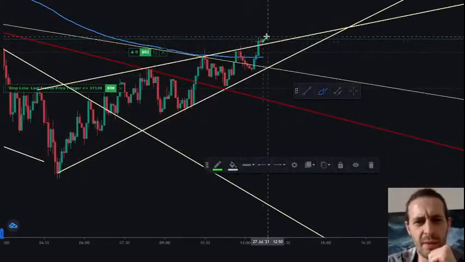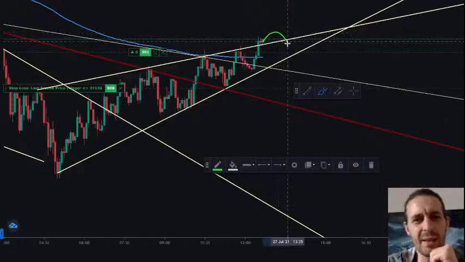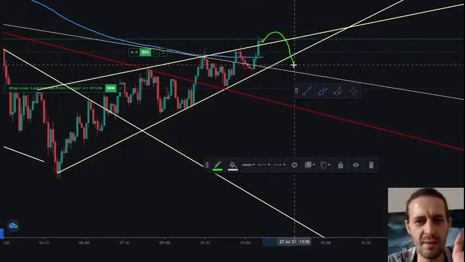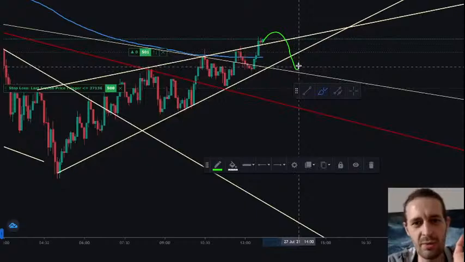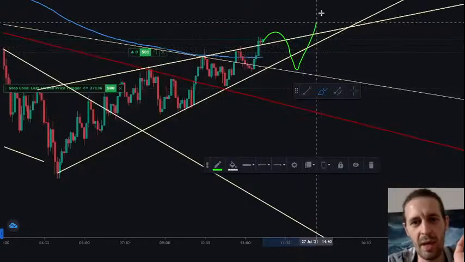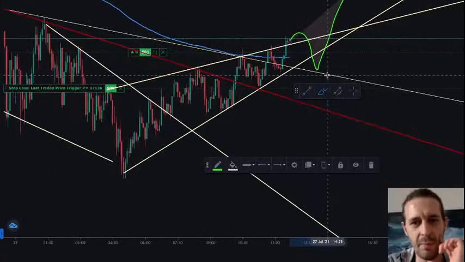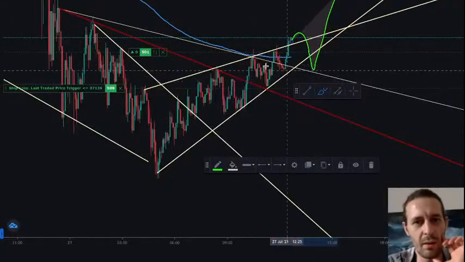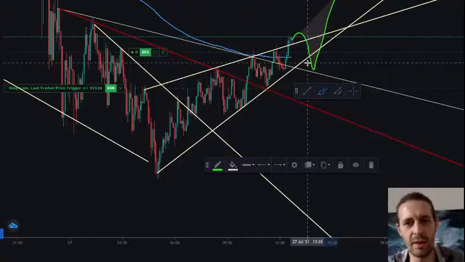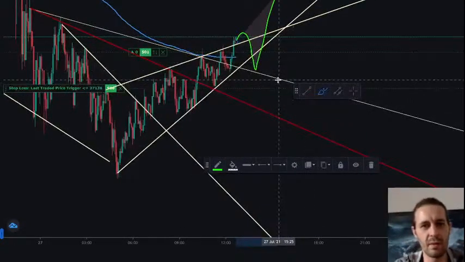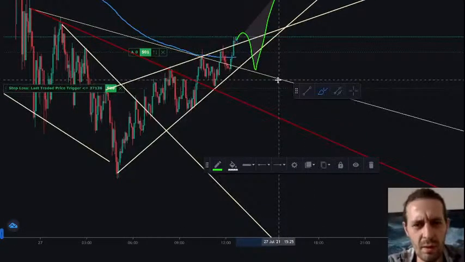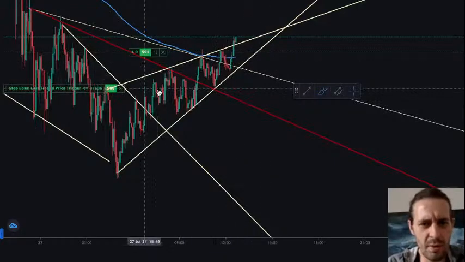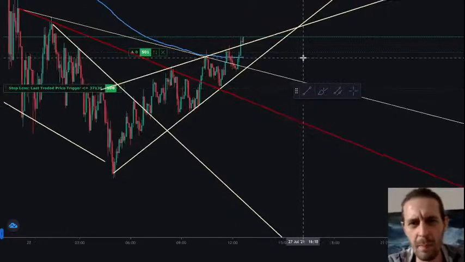Also, what might happen is that we go down like this, then go inside the channel, slice through this rising wedge, and then bounce off of these levels and go back up again. This might very well happen, and we would still be above these beautiful trend lines which gave us this long. And my stop loss is way below, so we should be good.